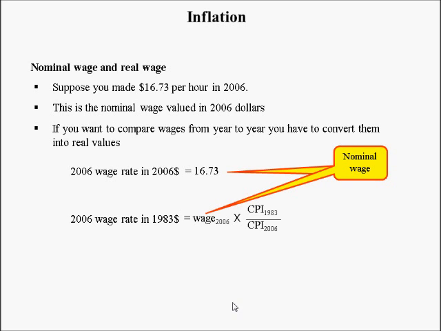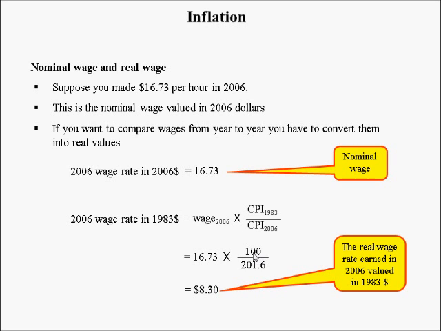Okay, so I plug in the $16.73 wage, the nominal wage in 2006 dollars. I multiply that by the CPI in 1983 because I'm going to deflate this back to 1983 dollars, right? I divide it by the 2006 CPI because I want the 2006 dollars to cancel. The CPI in 1983 was 100. The CPI in 2006 is 201.6. 2006 dollars cancel with 2006 dollars, and this is in 1983 dollars. So the wage that you earned in 2006, in real dollars, is $8.30, and those dollars are valued in 1983 dollars. So a person that's a dishwasher making $16.73 an hour in 2006 is much better off than I was making $3.35 in 1983.